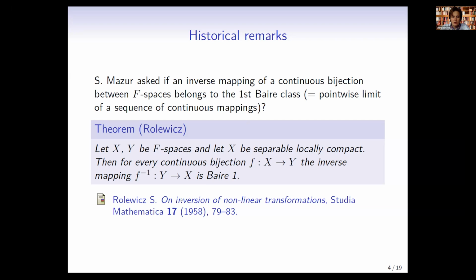And in his article in 1958, Rolewicz proved that if X and Y are F-spaces and X is separable and locally compact, then the inverse of every continuous bijection is Baire one, namely a pointwise limit of continuous functions.